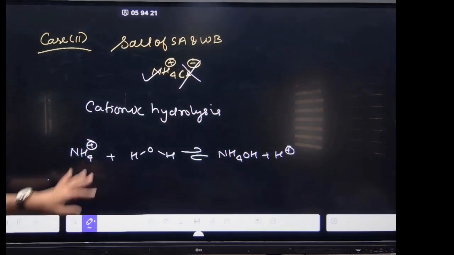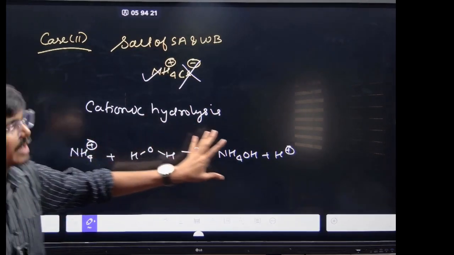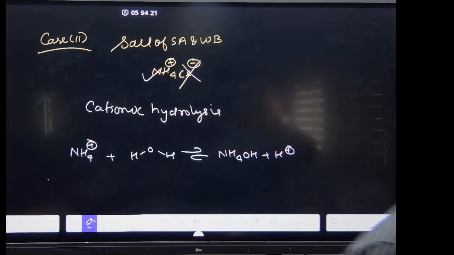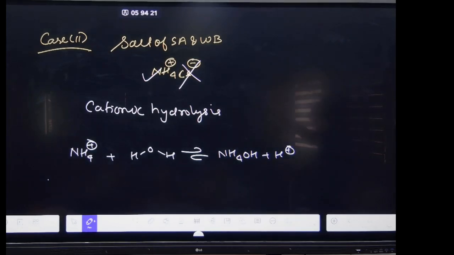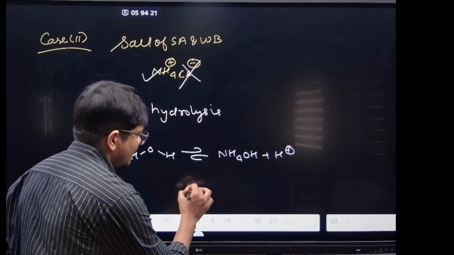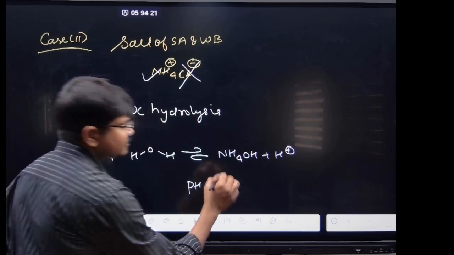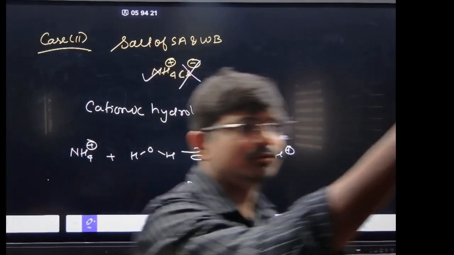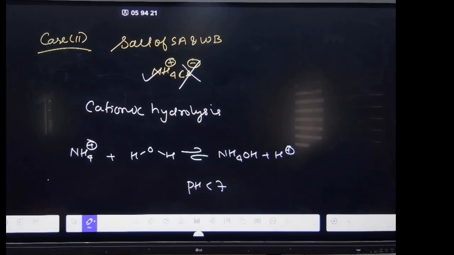So see, when the cation is undergoing hydrolysis, it will basically produce the H+. As the concentration of H+ increases, it means the pH decreases. Got it? So in this case the pH will be less than 7. The solution becomes kya? Acidic. So remember these things. Cationic hydrolysis will give you the acidic solution. Fine? Got it? Now see here.